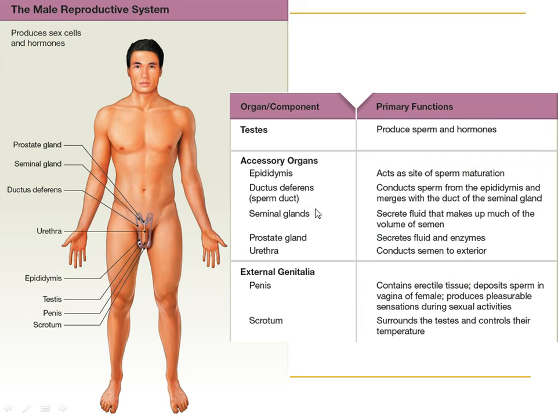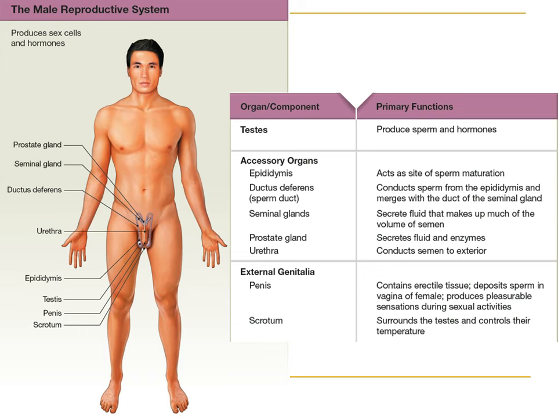To increase the volume of the sperm, a large volume of fluid is added through the secretion of the seminal gland. And similarly, the fluid and enzymes from the prostate gland are also added to the sperm, and it forms a bulk known as semen. And the urethra in the male acts as a common site for the passage of urine and the semen both.